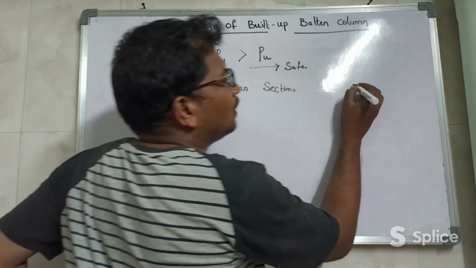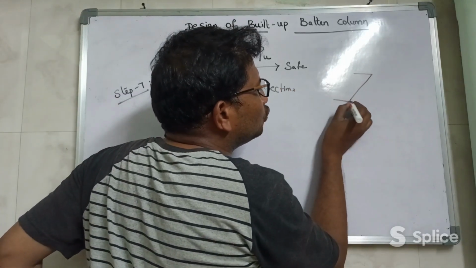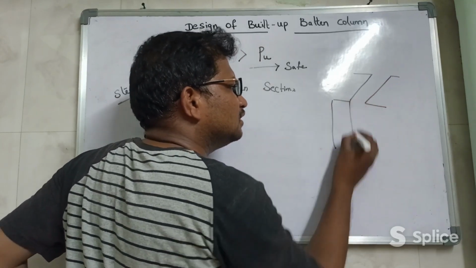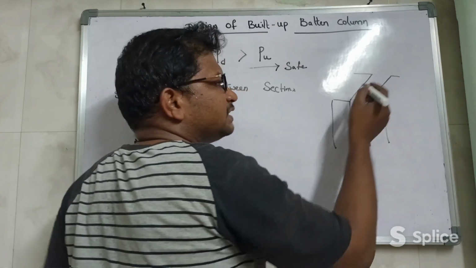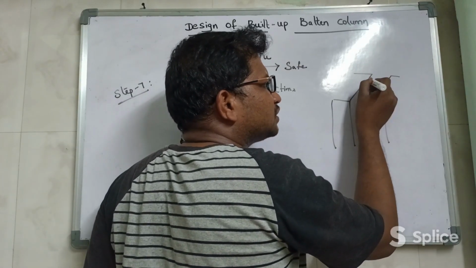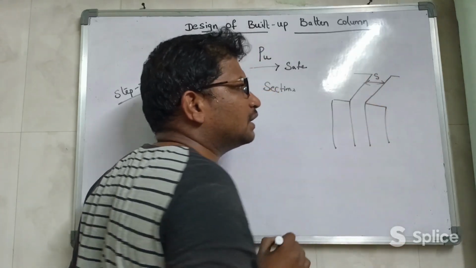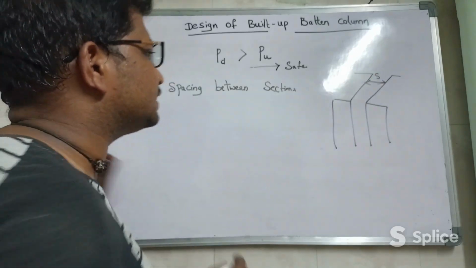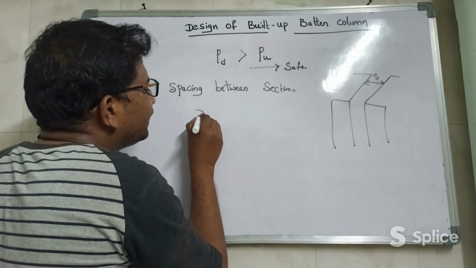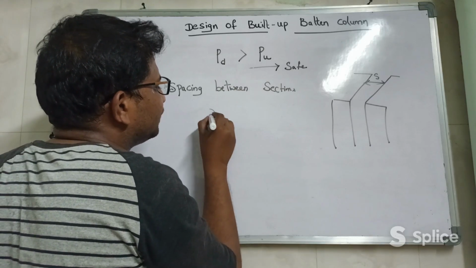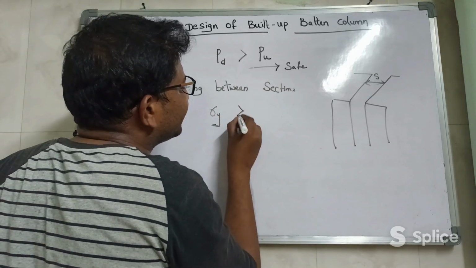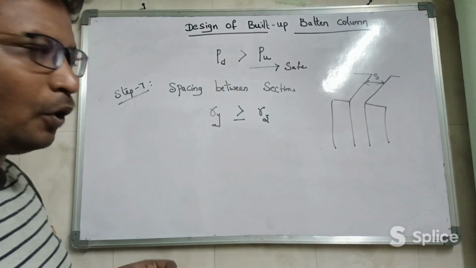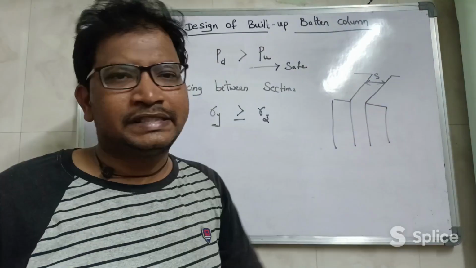Suppose now I have taken the 2 channel sections like this. Now the space between these 2 channel sections needs to be calculated here. The space between these 2 channel sections should be such that radius of gyration in y direction should be greater than or equal to radius of gyration in z direction. This is the condition to provide the spacing between 2 sections.